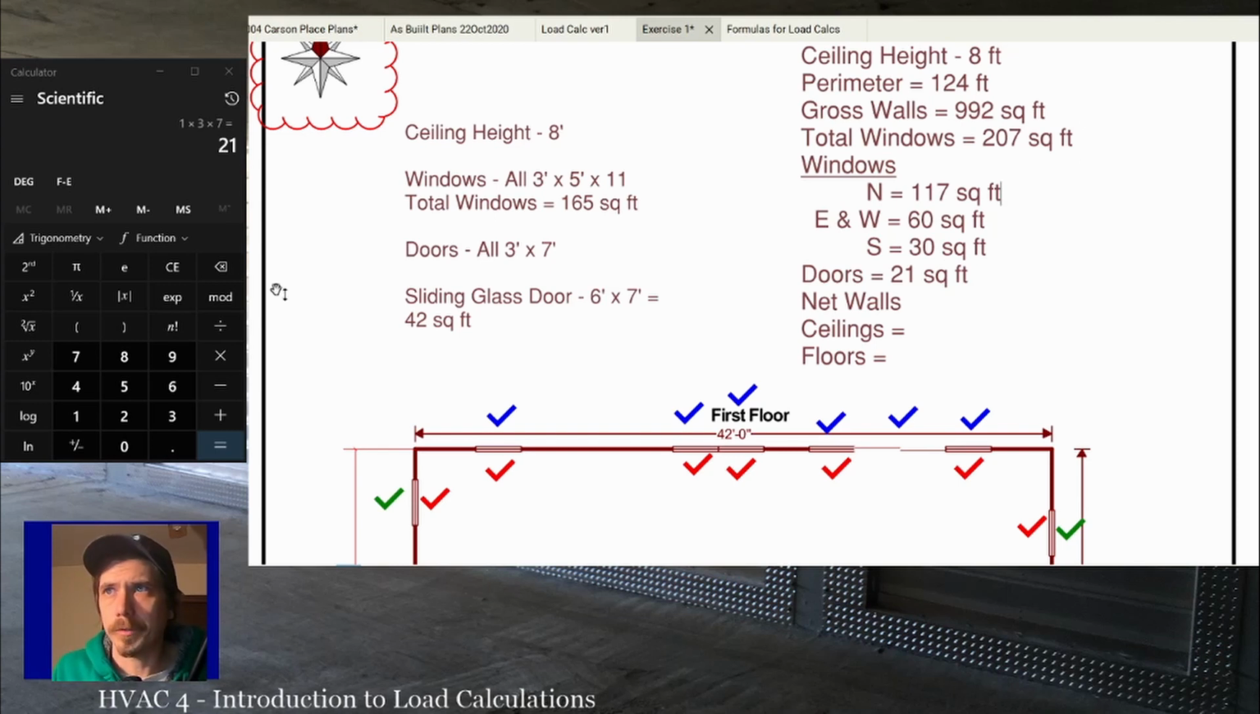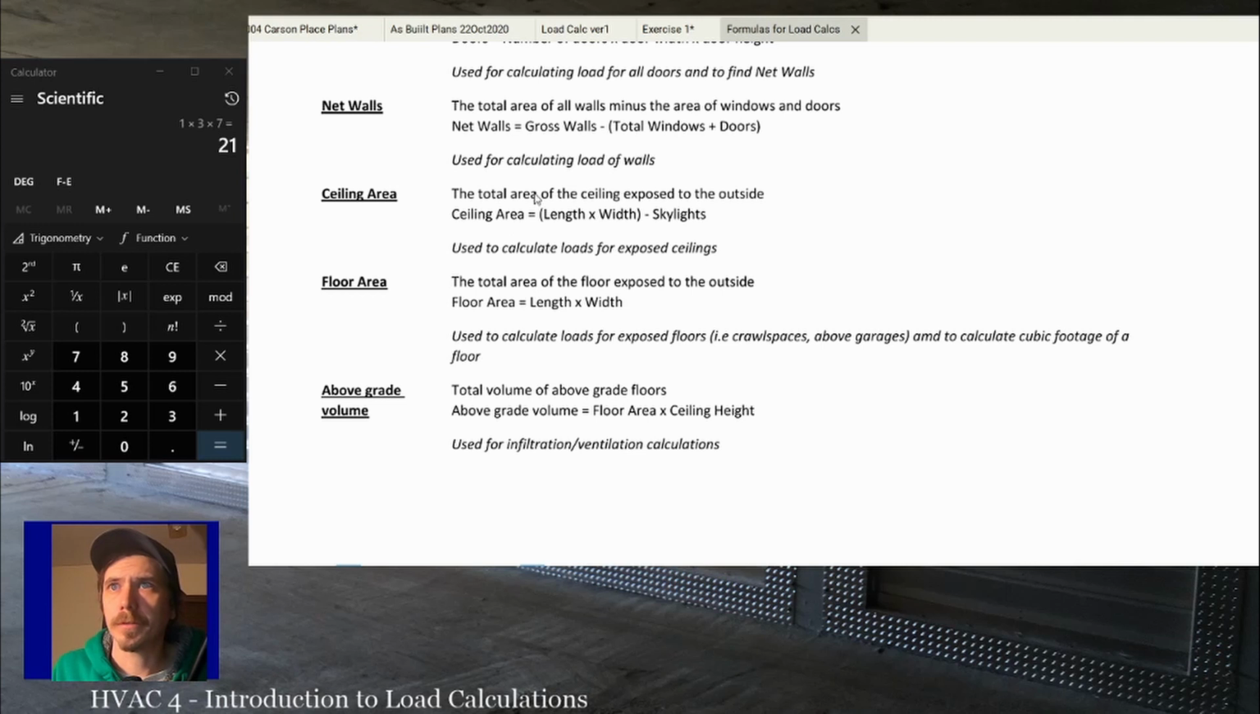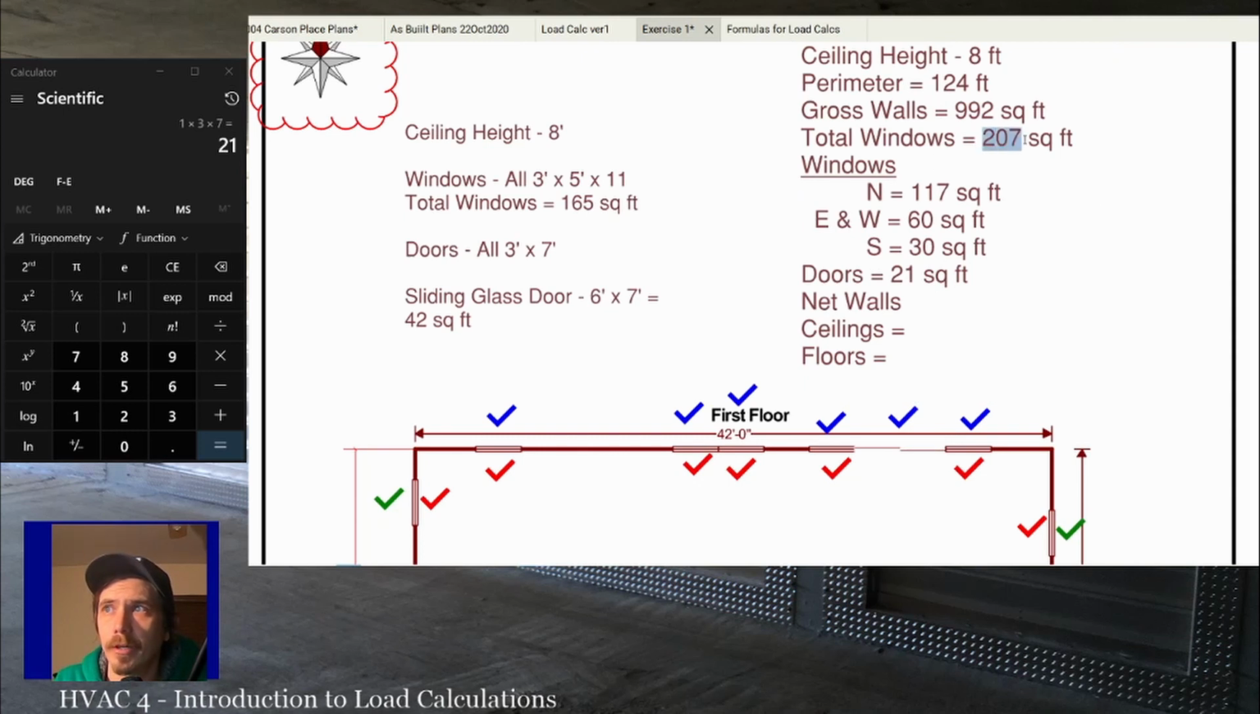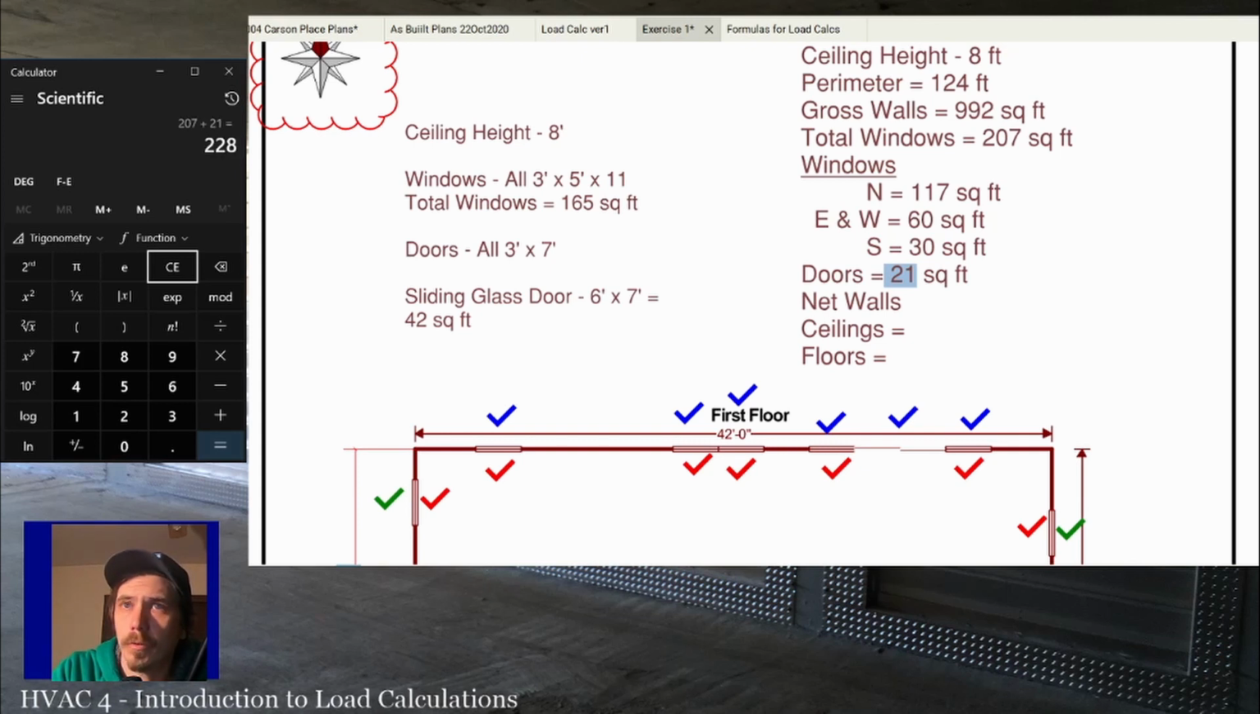Now we get to net walls. Net walls is the total area of all the walls minus the area of the windows and doors. So the first thing we'll do is ask, what's the total area of my windows? 207 square feet. What's the area of my doors? 21 square feet. So you pull out your calculator and say 207 plus 21. 207 plus 21 is 228.